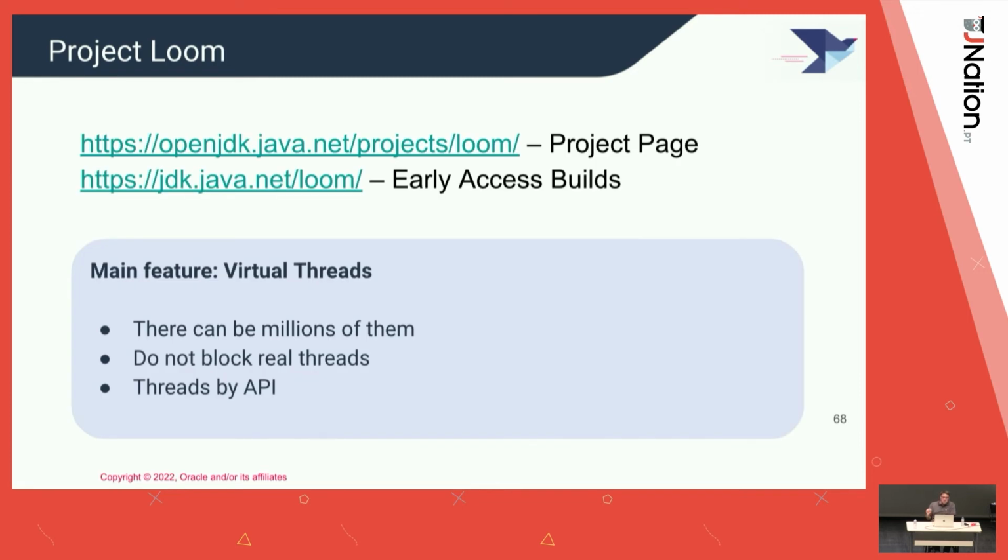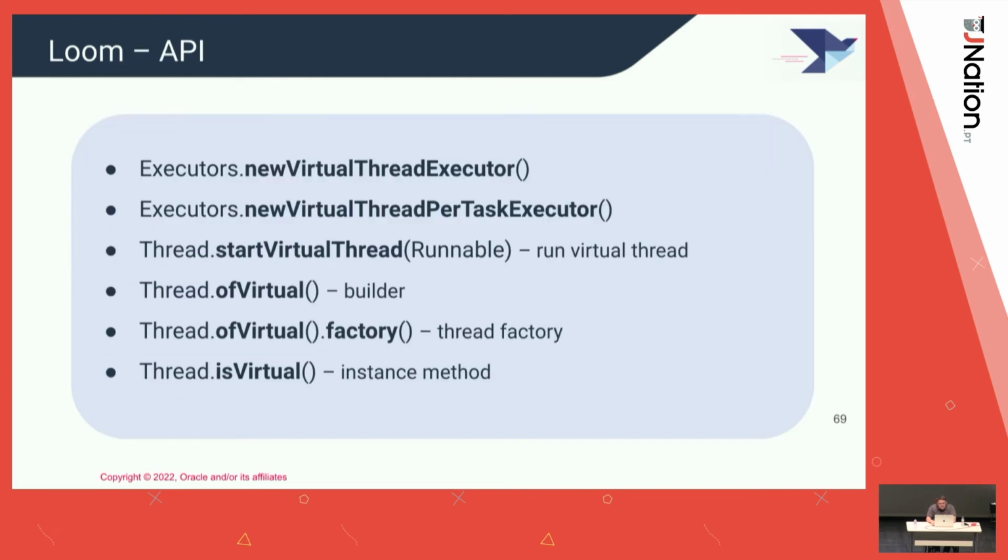Currently, you can already download an early-access build of the JDK with the virtual threads possibility from Project Loom. And once again, threads are now not a heavy resource. You can have millions of threads. They really don't block real threads; it's happening somewhere underneath. And what's the best part? The API for the threads themselves. There are just some additional methods for the executors, like creating a virtual thread executor, or checking whether a thread is virtual or not.